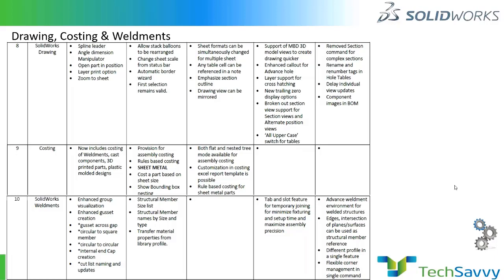The moment you design a sheet metal part and run the costing area, that will give you the cost of that particular component. In SolidWorks Premium, you will do a similar thing for an entire assembly. Previously in Professional, we would do part level costing. In Premium, we will do complete assembly level costing.